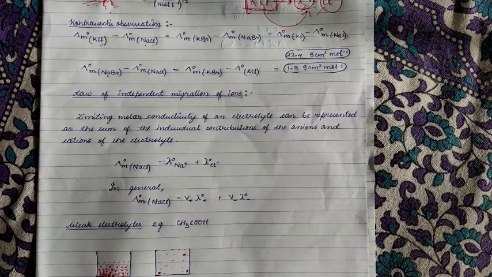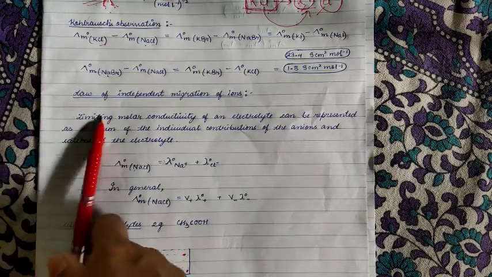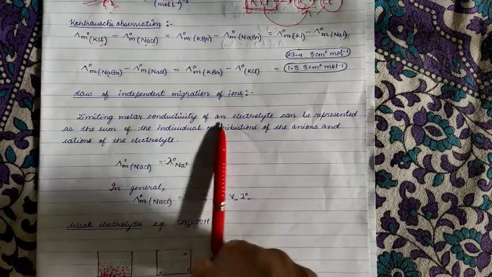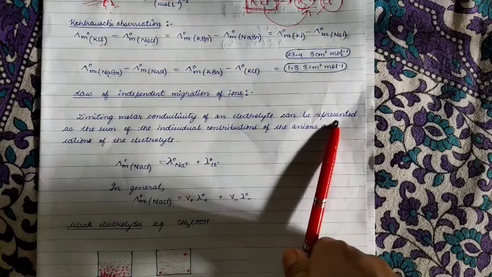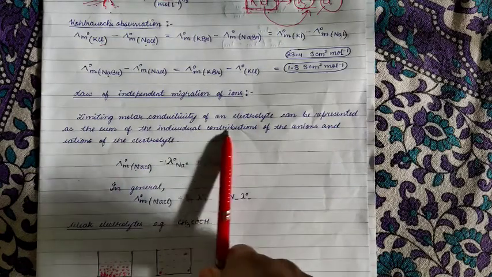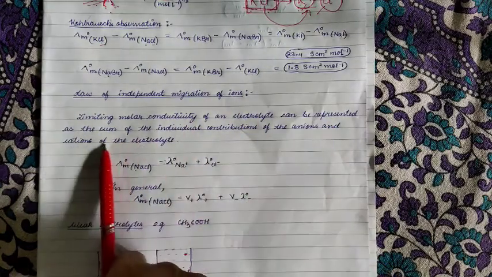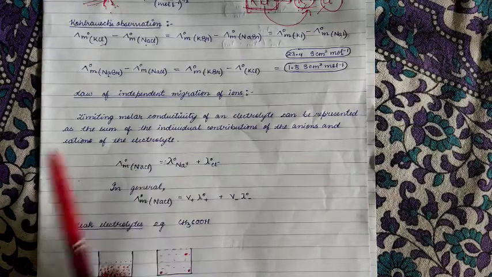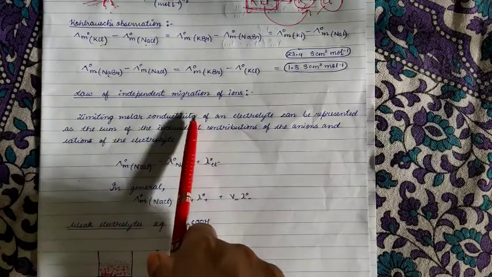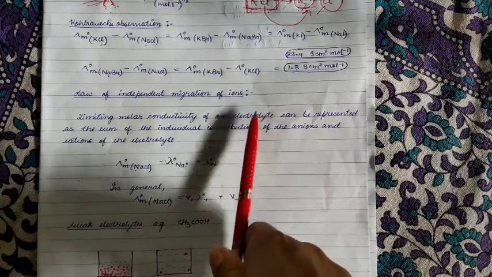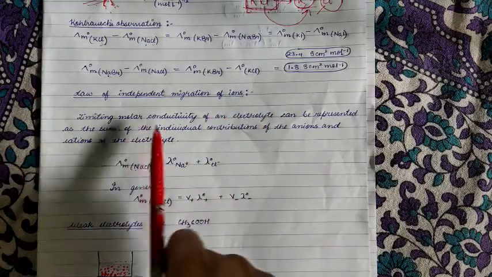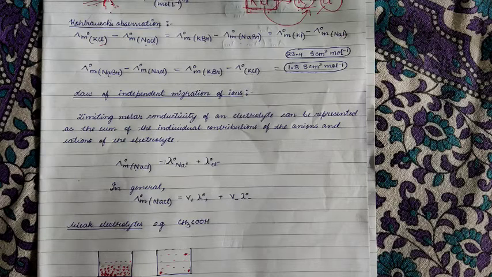Then he came up with a new law, that is the law of independent migration of ions. What he said is that the limiting molar conductivity of an electrolyte can be represented as the sum of the individual contributions of the anions and cations of the electrolyte. So, whatever the limiting molar conductivity of an electrolyte can be, that will be the sum of the individual molar conductivity of the anions and the cations.